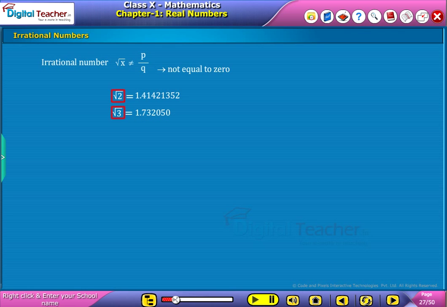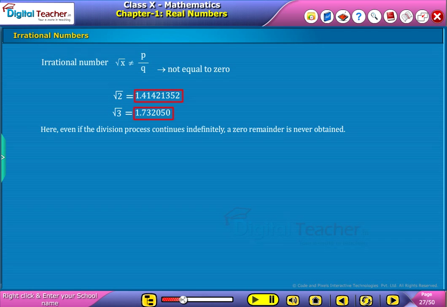These are the numbers which express a fraction into a decimal by the division method. Here, even if the division process continues indefinitely, a zero remainder is never obtained. These decimals never repeat and never terminate. Let us look into some examples that we are familiar with.